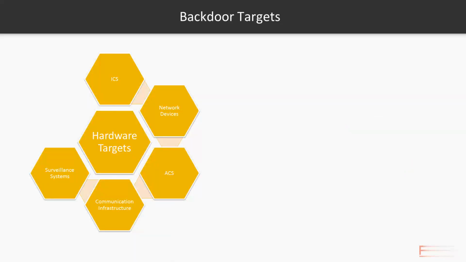So, what do backdoors target? Backdoors target a number of things. If we start with hardware-based backdoors, they will target items like industrial control systems. This will enable them to have control of things like smart houses or power lines or power plants, rather. And then the other thing is network devices, which will allow access to them at any given point in time. We also have the access control systems. For instance, a backdoor may seek to bypass things like authentication tokens once they're set up. We also have the surveillance systems and the general communication infrastructure.